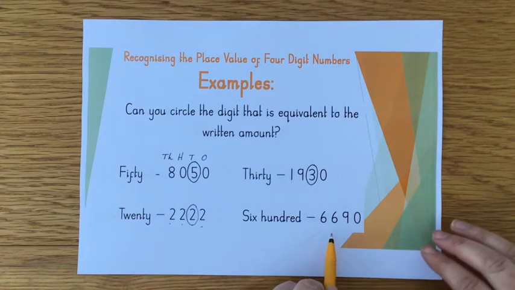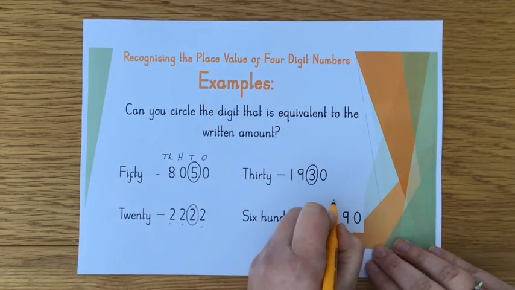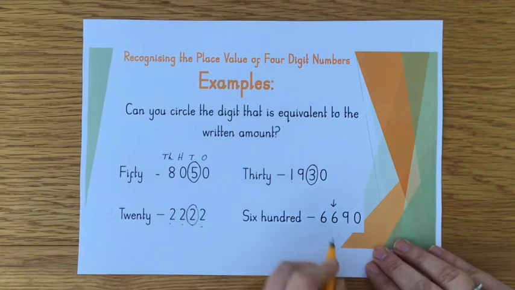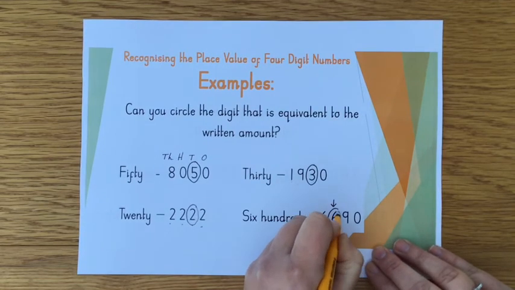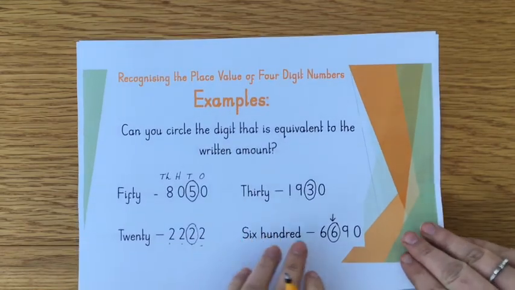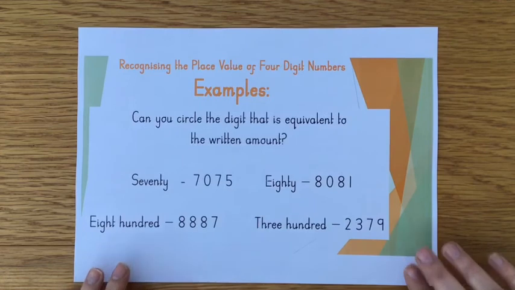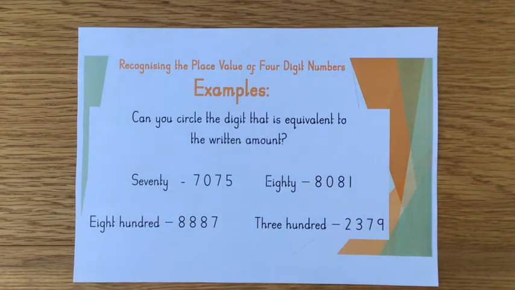And finally, 6,690. Now that's quite an easy one because it tells me it's 600, so I'm going to have to look straight away in my hundreds column, and this 6 there represents 600. Here are some examples for you to try, so you may want to pause the video and have a go now.